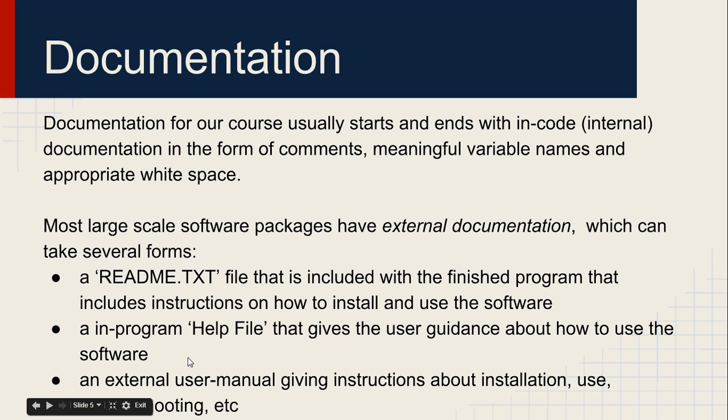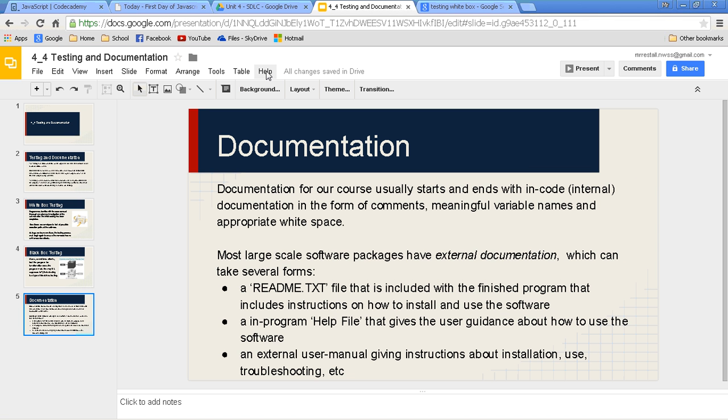Or we could have an in-program help file that gives the user guidance about how to use the software. So for instance, in big ones, there's always somewhere that you can press help. Well, that's documentation that you'd think is internal because it's inside the software. This is inside Google, but really that's something that was done separately from the code. Okay, so it's still external documentation. The last thing is you could have a manual, like a textbook that we have, or we've got some online manuals that are separate that you'd look up answers in. Okay, and that's external documentation too, about installation, use, troubleshooting, etc.